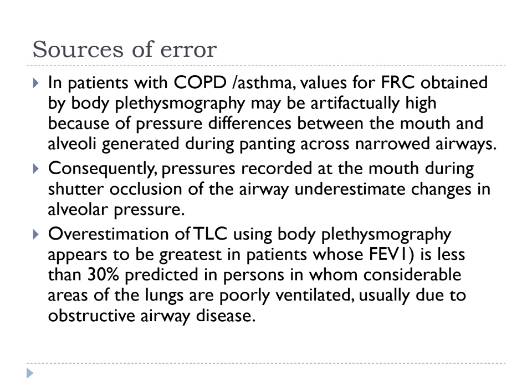There are, however, some sources of error. In patients with COPD or asthma, values of the FRC obtained by body plethysmograph may be high, because of the pressure differences between the mouth and the alveoli during panting across the narrow airways. Another source is that pressure recorded at the mouth during shutter closure of the airway underestimates the changes in alveolar pressure. And the overestimation of TLC using body plethysmograph appears to be greatest in patients whose FEV1 is less than 30%, in whom considerable areas of the lungs are poorly ventilated, usually due to obstructive airway disease.